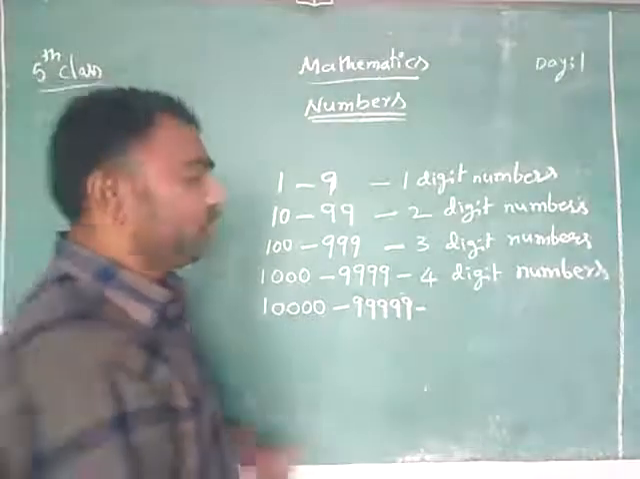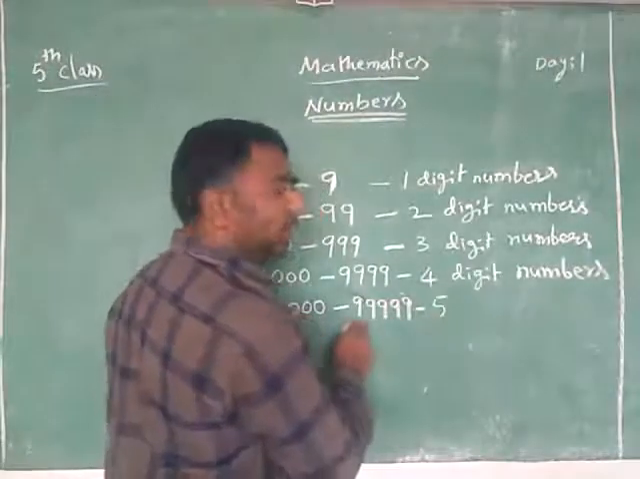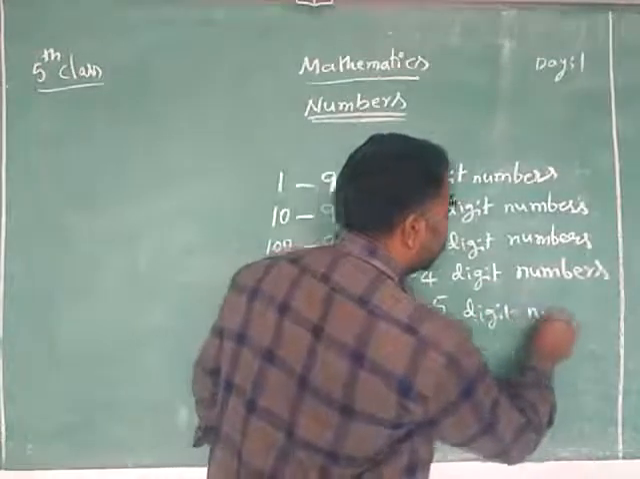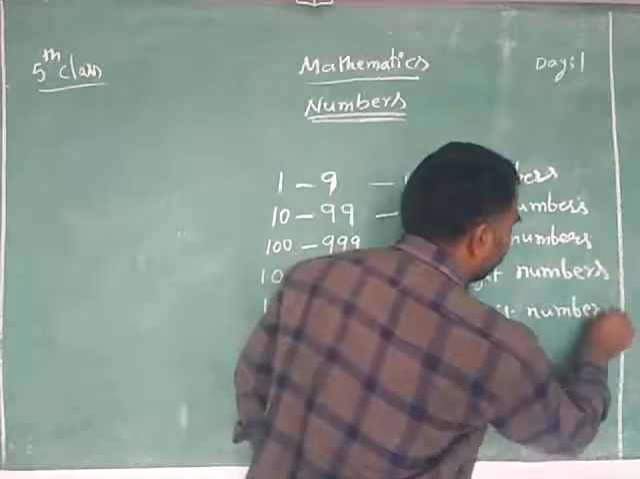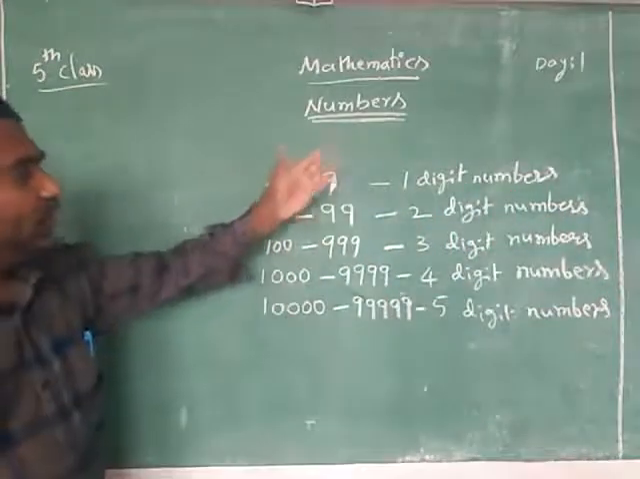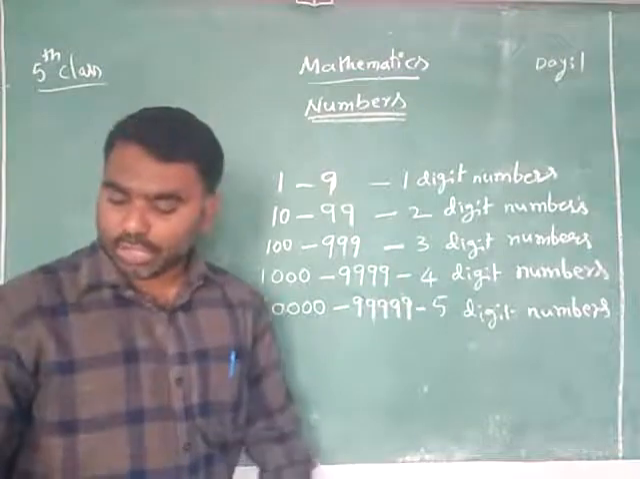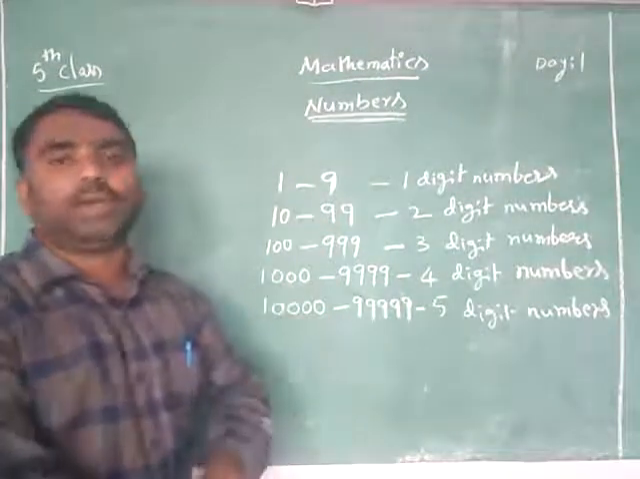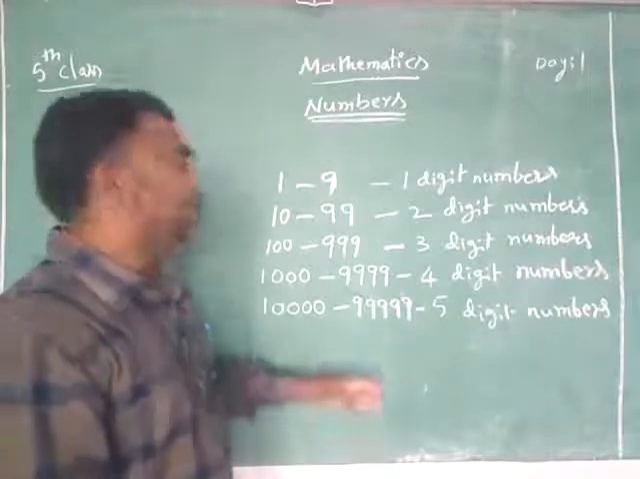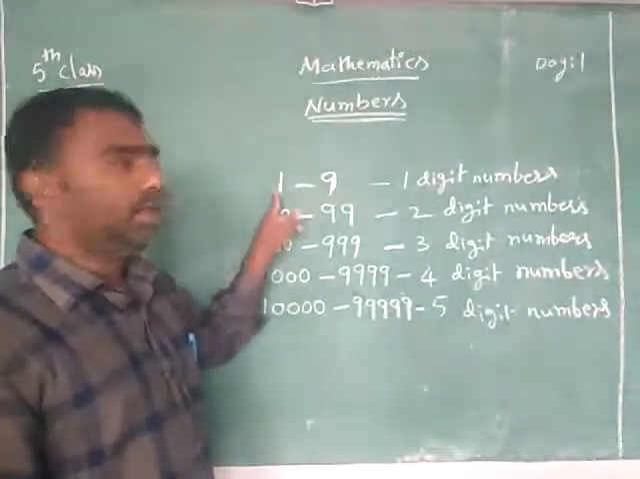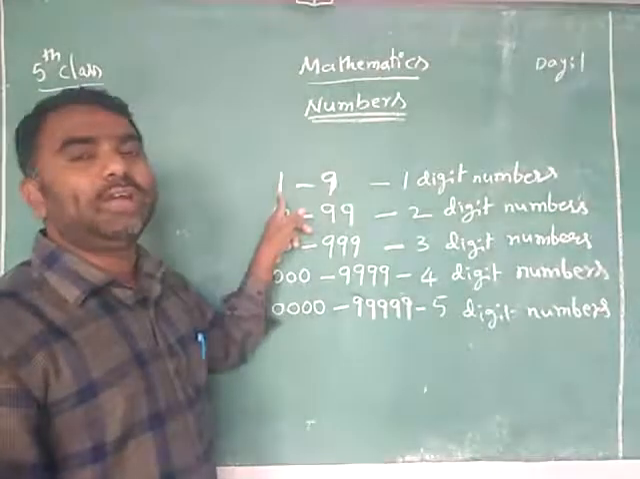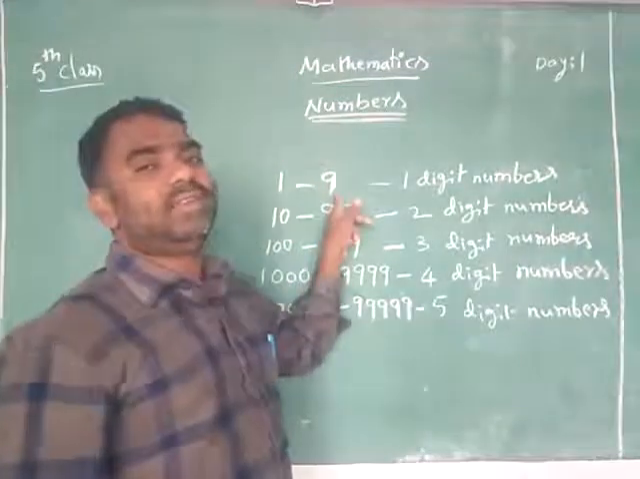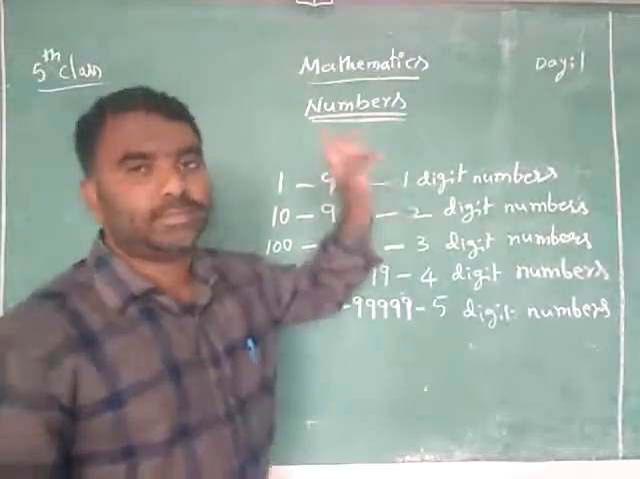The 5 digit numbers go up to 99,999. These are all called 5 digit numbers. So these are the different digit numbers I have written here. You can say from seeing this, which is the smallest 1 digit number. Obviously, the 1 digit numbers start from 1. That's why 1 is the smallest 1 digit number. And 9 is the biggest 1 digit number because it is the last number in 1 digits.